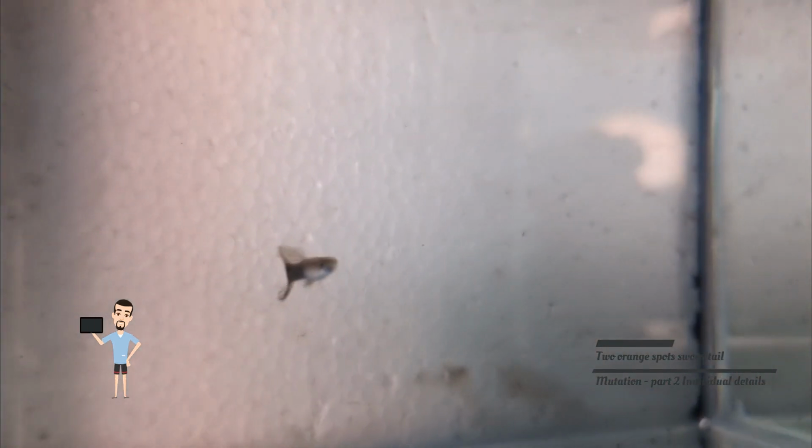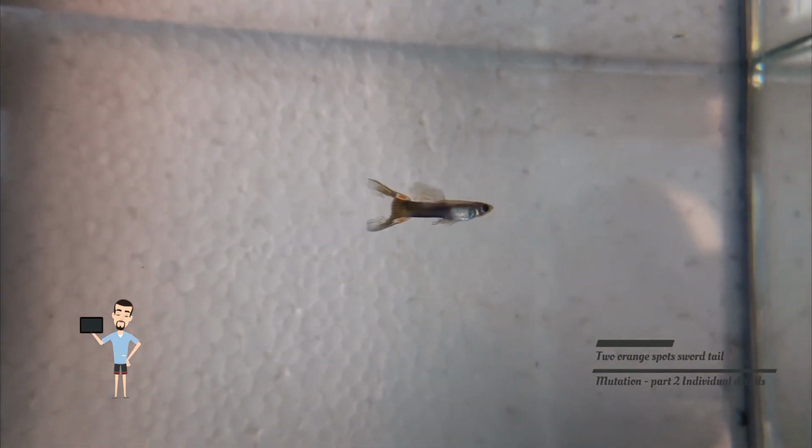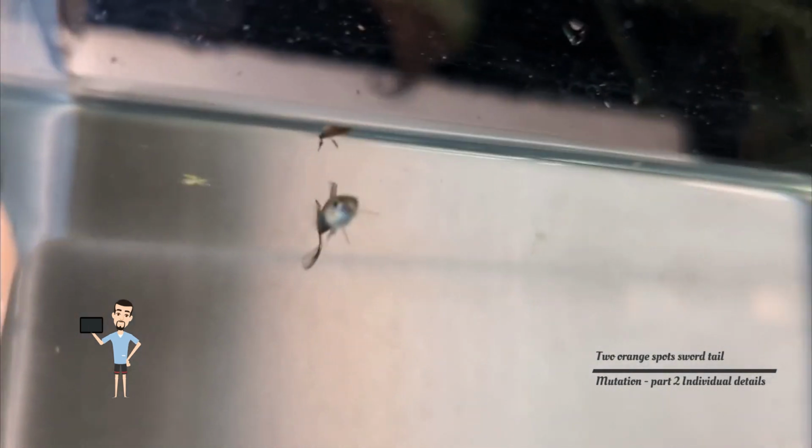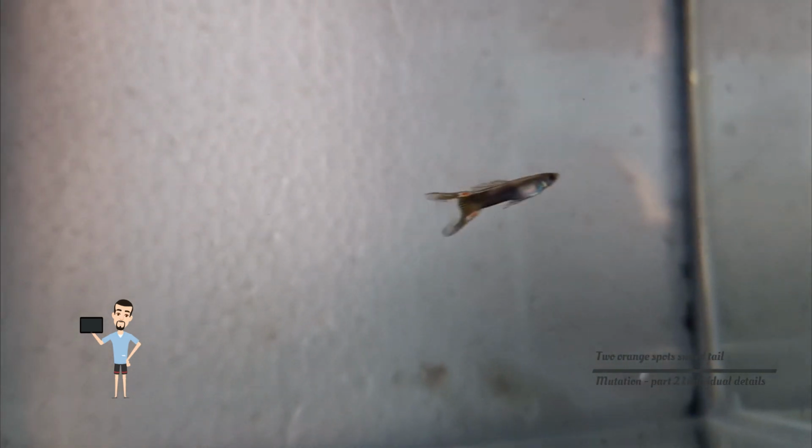The male seems to have a transparent tail. The tail part is not missing, it's basically just transparent, and it has more of a two swords style on the edge, both the upper and lower part of the tail, and it has two bright orange stripes on the edge, on those two sides of the tail as well.